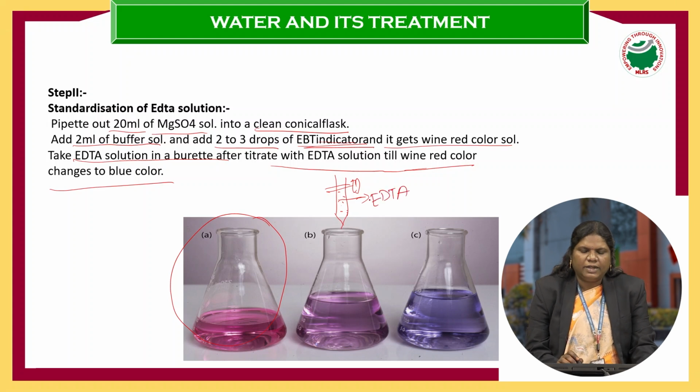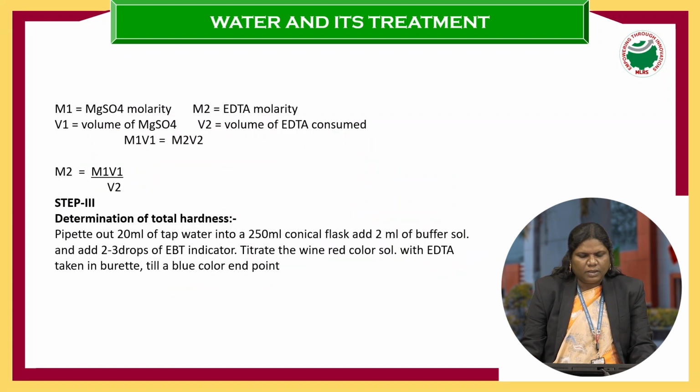We titrate the solution with the EDTA. Then what will happen? The color will change from wine red to blue. Wine red to blue, this is the end point. Here we have to stop the titration and note down the reading in the burette.